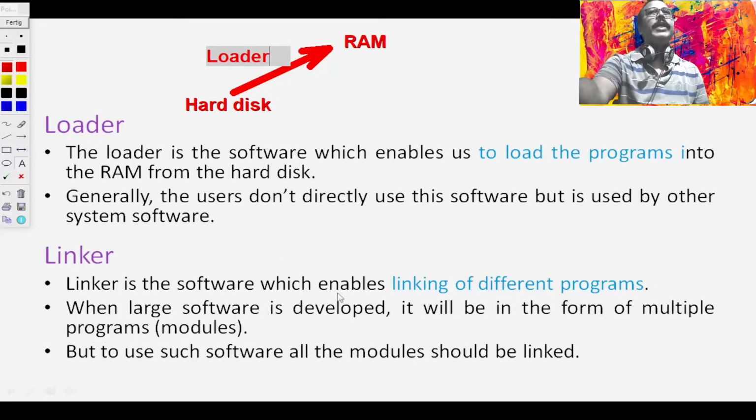Next, linker. Linker is the one which enables linking of different programs. Whenever you are writing a program, the program may be simple, in that case it's okay. If the program is large, then you will be dividing it into parts, generally called modules. Though you are dividing into modules, all these modules are to be combined after some point. The one that does it is the linker. Linker combines different programs to form a single program which can be executed.